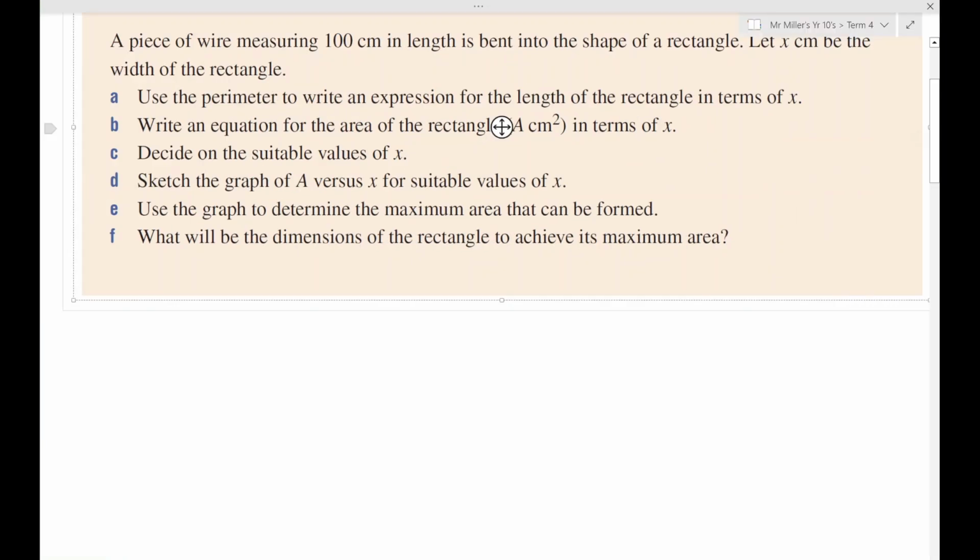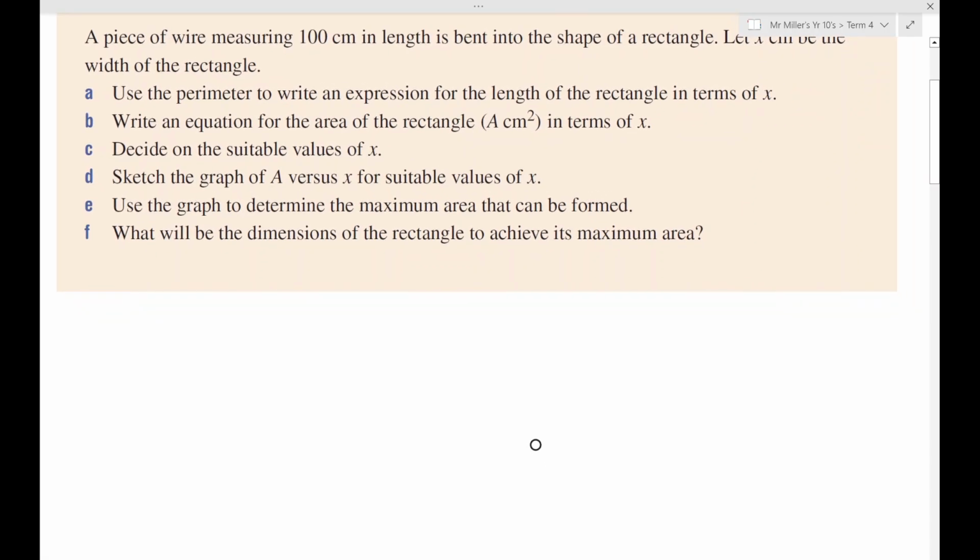It says let x centimeters be the width of this rectangle. So if we sketch this out, we're going to have a wire and we're just bending this into the shape of a rectangle. We know that the perimeter of this shape has got to be 100 centimeters, and we saw that the width is x.